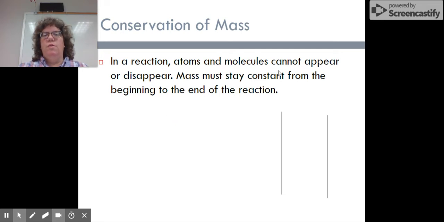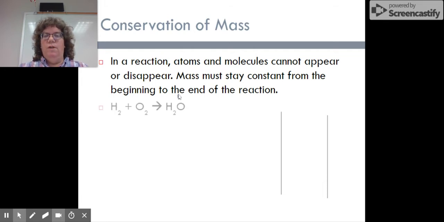The same is true in a chemical reaction. All the atoms and molecules that are there in the beginning with the reactants are there at the end with the products. None of them disappear or new ones appear or anything like that. The mass of a reaction has to stay constant from beginning to end.